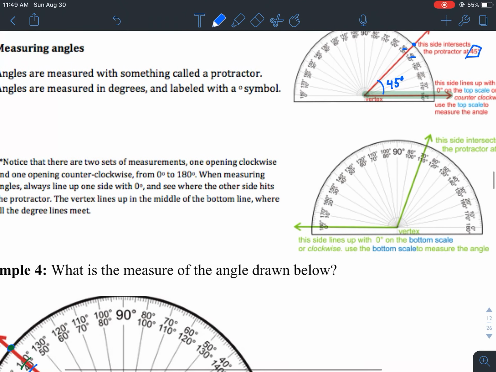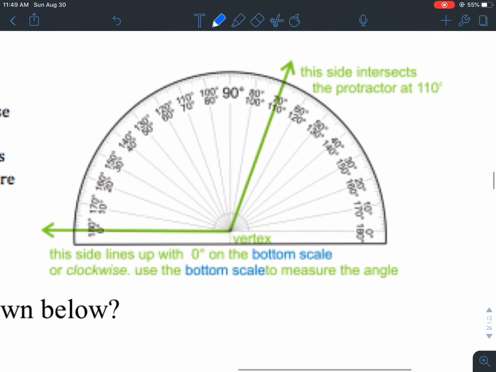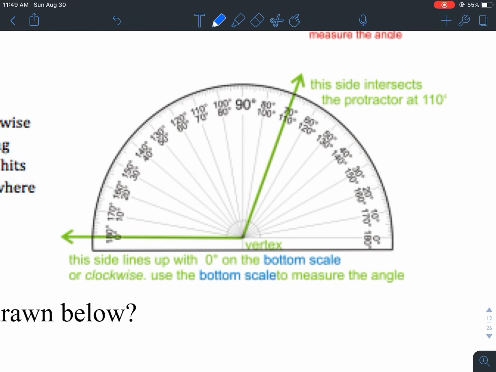All right, so again, there's two sets of measurements. The most important part is to line it up. So let's take a look at another example here. The green angle on the tool, the protractor is right above it, or you can use it to measure it. Again, we line up the bottom ray with the 0. This time we're going to use the inside numbers because the 0 is right there.